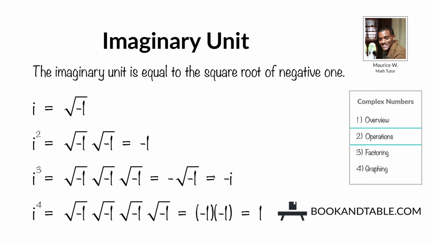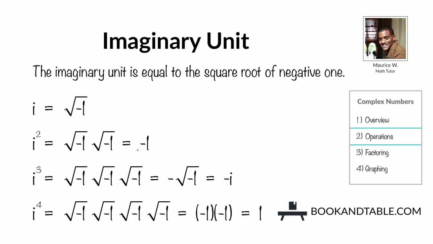Now let's discuss the imaginary unit a little bit further. The imaginary unit is equal to the square root of negative 1. i is equal to the square root of negative 1. So i squared is equal to the square root of negative 1 times the square root of negative 1, which is equal to negative 1.